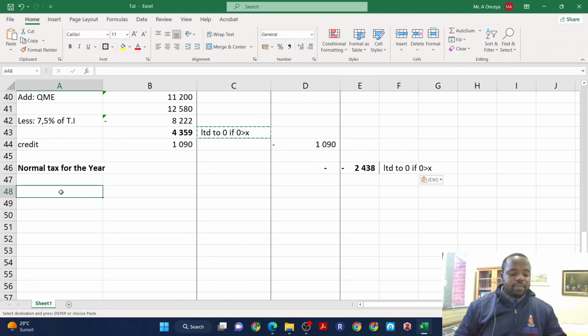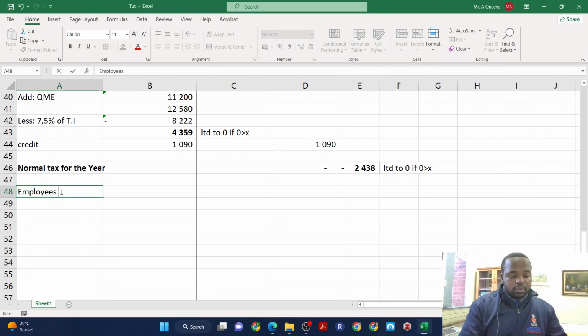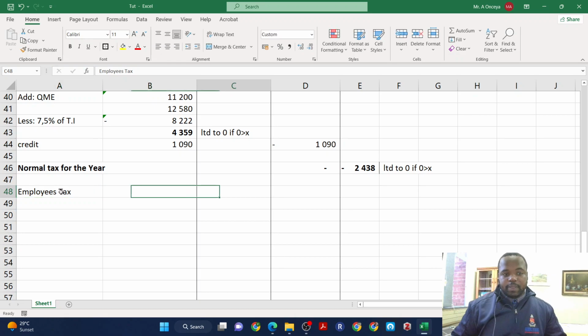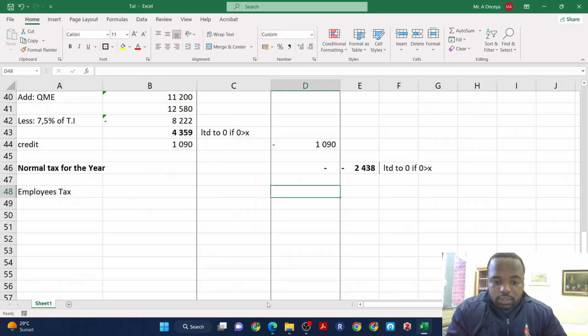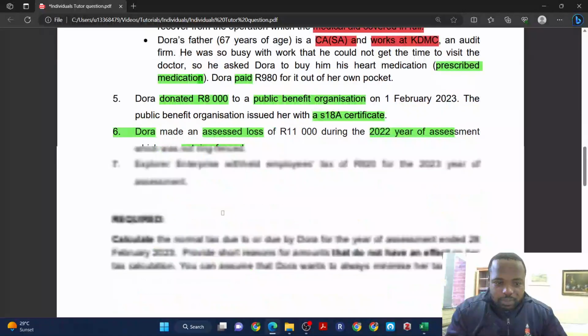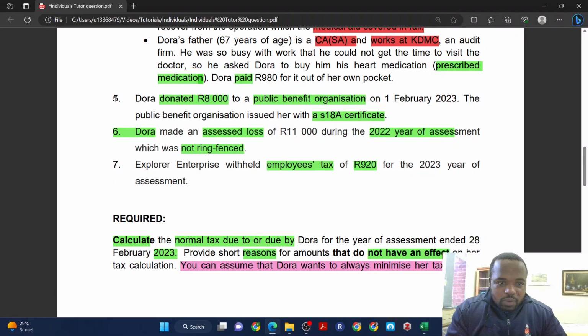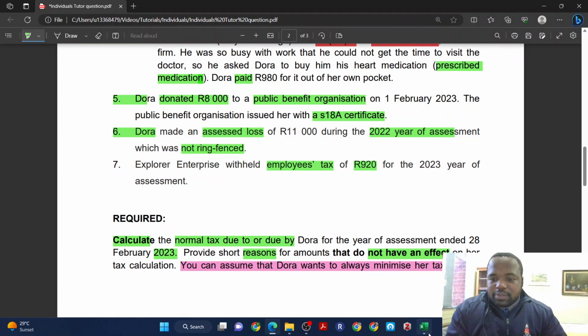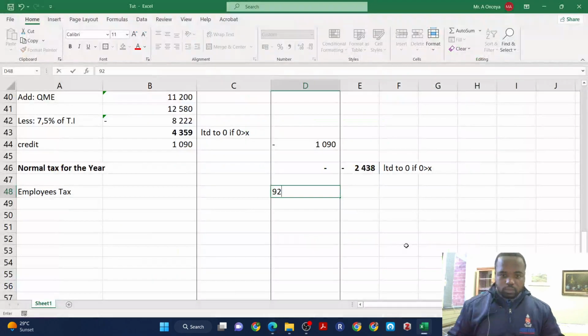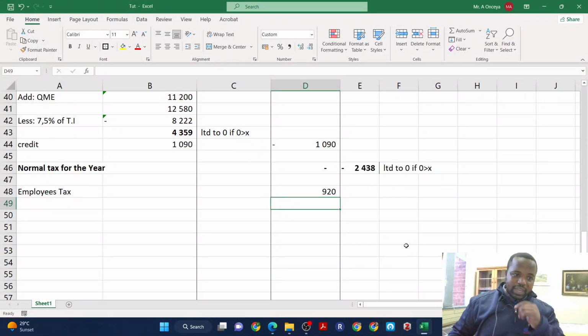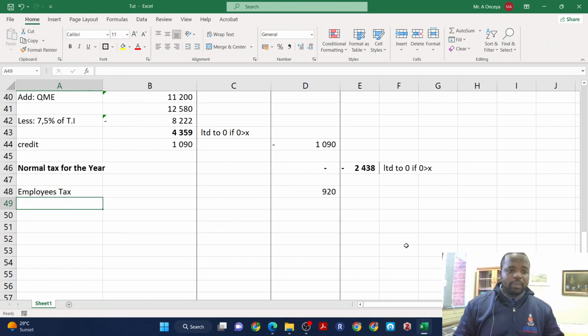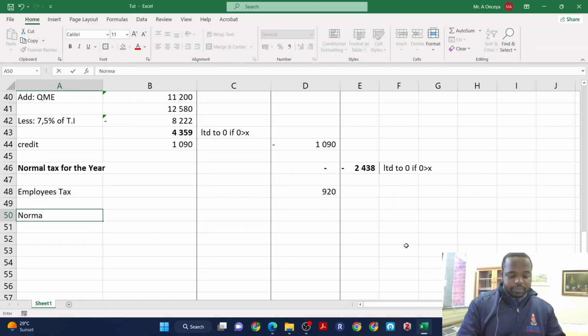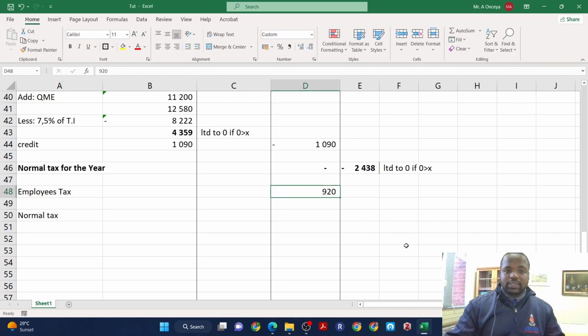So you just come here and do your employees tax, and that's what. Okay, we're done with you. 920 rands. And like I say, SARS is not in the business of giving you money that you didn't give them before. But remember, it's a negative amount because it's less employees tax and provisional tax.